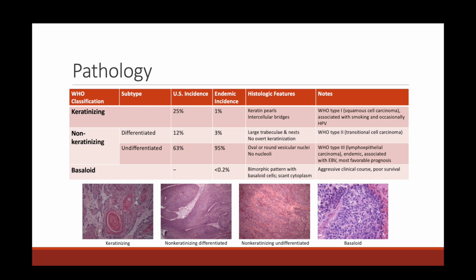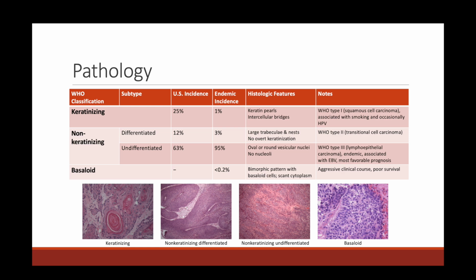And the endemic incidence of this is about 95%. The US incidence of this can be somewhere up to 60% range. So it occurs both in the US and in endemic areas, but it is the most common in endemic areas. So that is WHO type 3, non-keratinizing undifferentiated, probably the most important one to know.